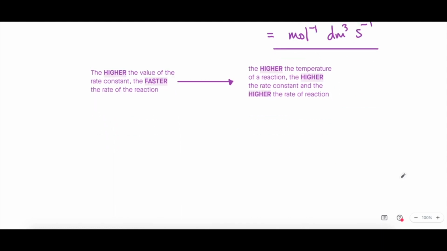Okay, so now we're going to link this to mechanisms, rates and reaction mechanisms. From organic chemistry, you should know what a mechanism is. It's something that shows the different steps within a reaction. So for example, let's say we had a reaction of A plus B going to products E plus F. So this is the overall reaction.